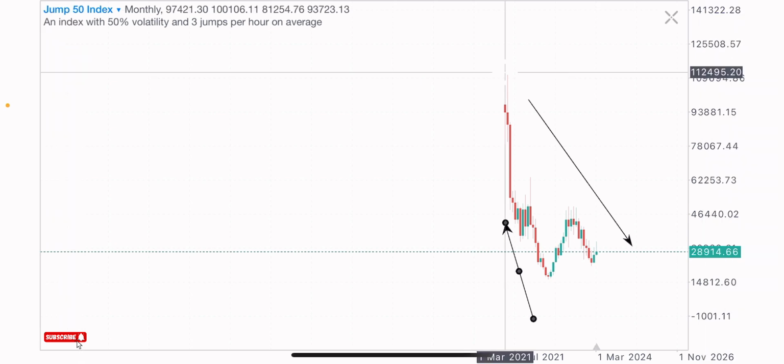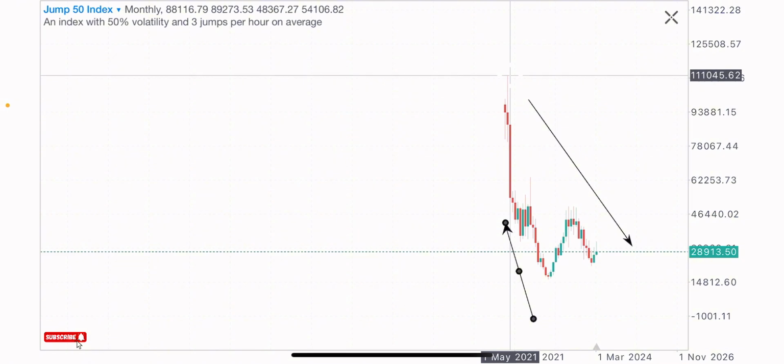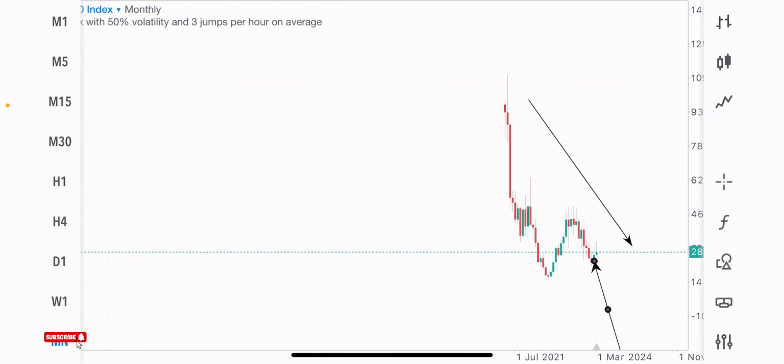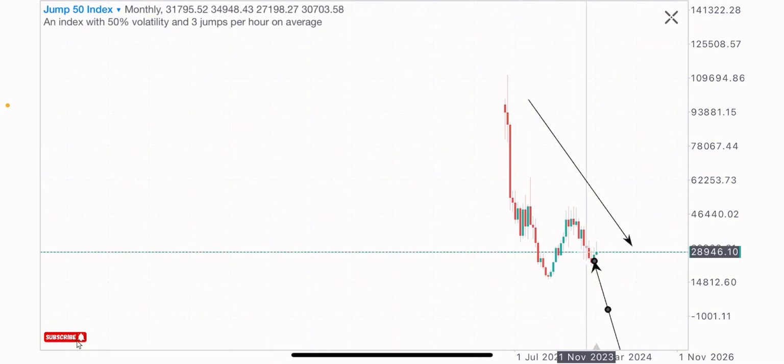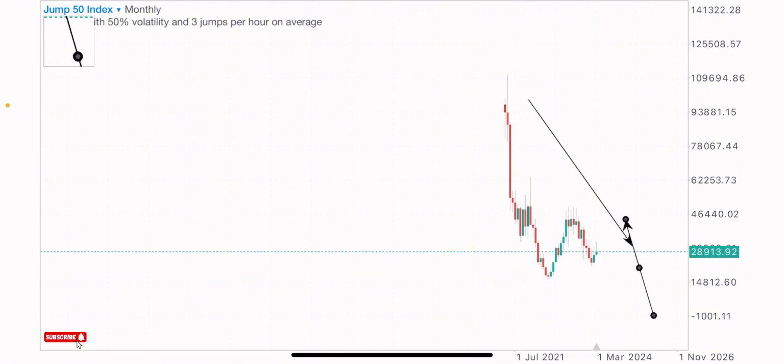And its highest price value was, I think, at 110,750, 110,000, and it's currently at, let's check, 28,000. From 110,000 to 28,000. You can see how far this index has declined in value. So the monthly time frame is bearish.